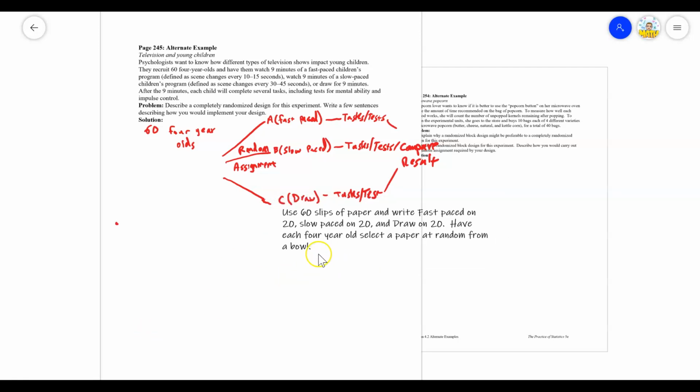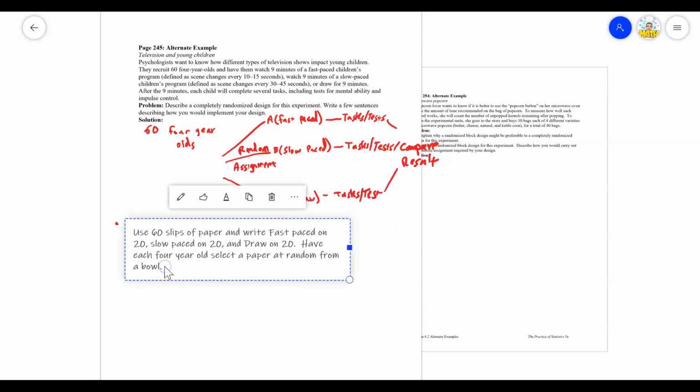See if I can move this text box. Yeah, I like my text box there a little bit better. See if I can continue typing in there.